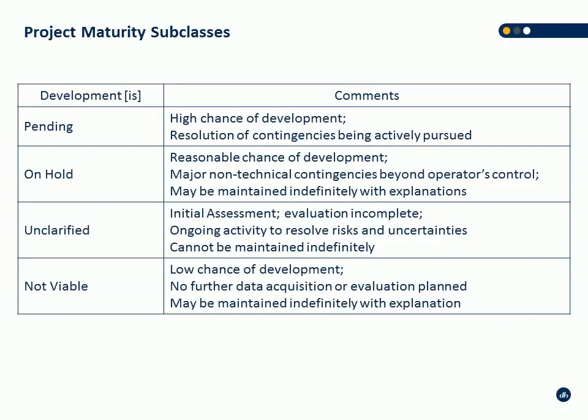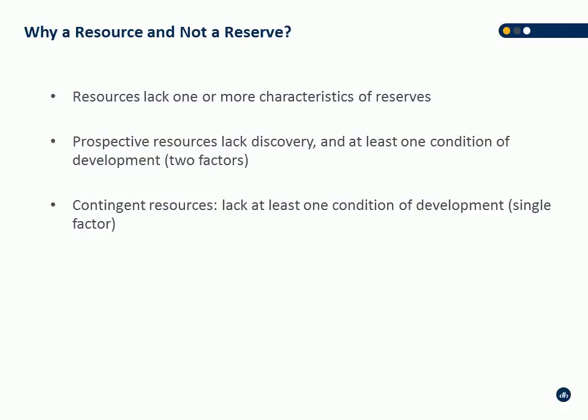So I basically talked about most of these, so I'll skip through them. On hold, unclarified, and not viable. So like I said, not viable is just assets that have been looked at. You know that they're contingent, you know what contingencies they're subject to, but you really have no plans to address those contingencies. Why a resource and not a reserve? This is going back to those risk factors. So again, for prospective resources, there are two risk factors: chance of discovery and chance of development.